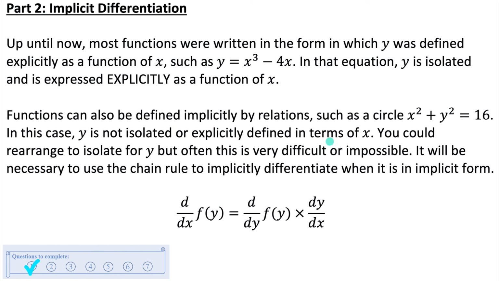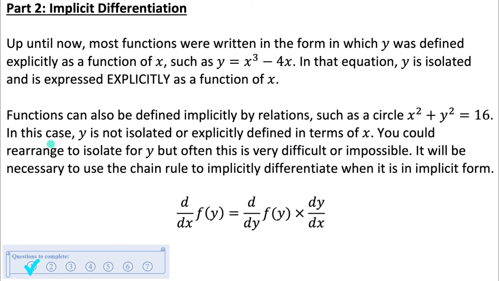So let's get into some implicit differentiation. Up until now, most functions were written in the form in which y was defined explicitly as a function of x, meaning y was isolated. We had y equals and then some function of x. In that equation, y is isolated and is expressed explicitly as a function of x. Functions could also be defined implicitly by relations such as a circle, x squared plus y squared equals 16. In that case, y is not isolated or explicitly defined in terms of x. We could try and rearrange it and isolate for y and then differentiate it, but that's often really difficult to do or even impossible to do.